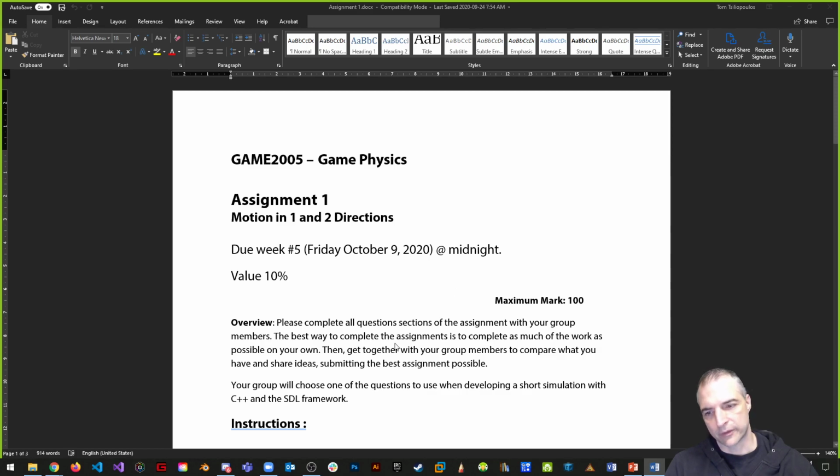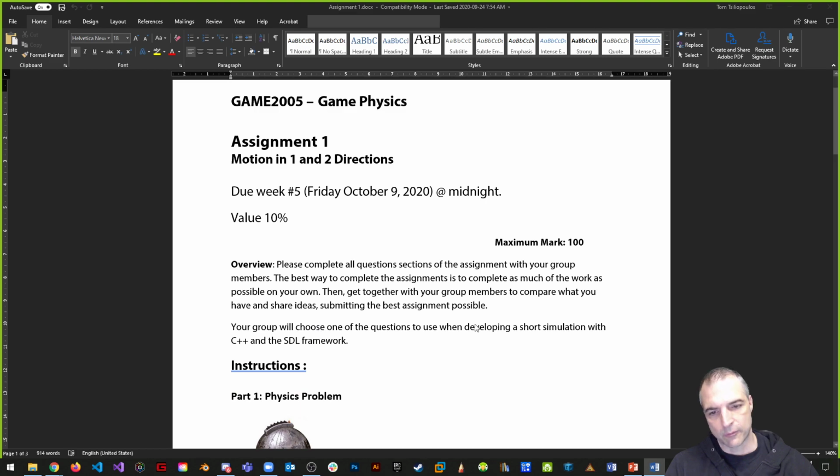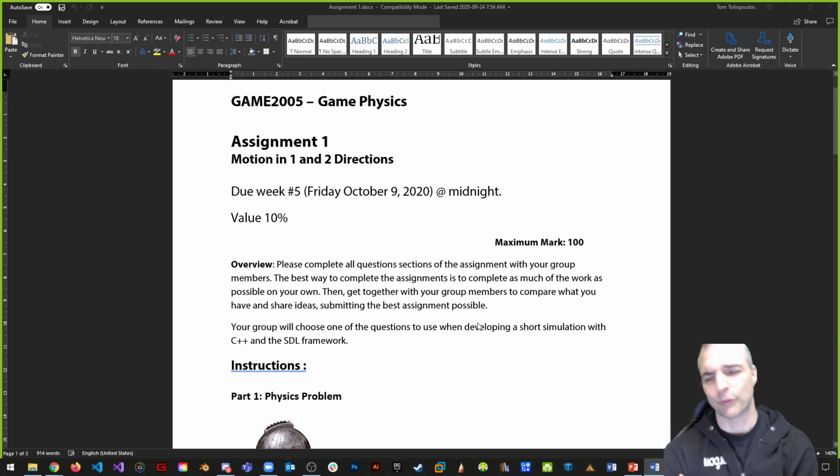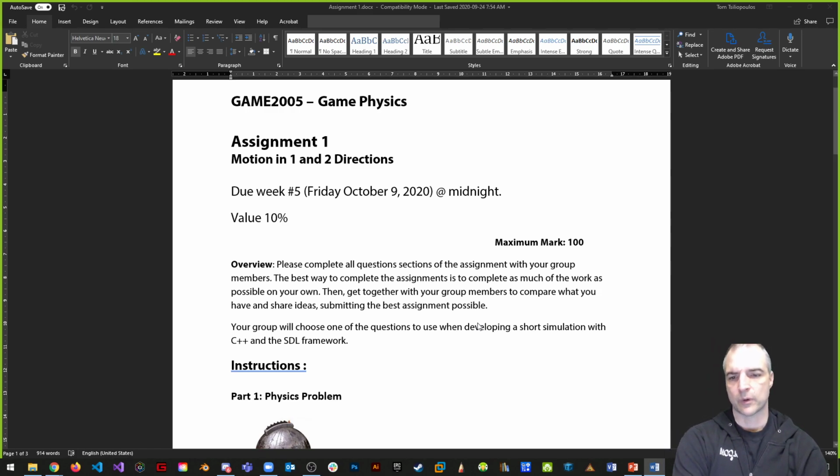So what are you going to be doing? There's a few parts to this one. You will be working with your partner in C++ and SDL. So you're not going to be working with Unreal or Unity or anything else like that. It's purely with C++ and SDL when you do the physics stuff.